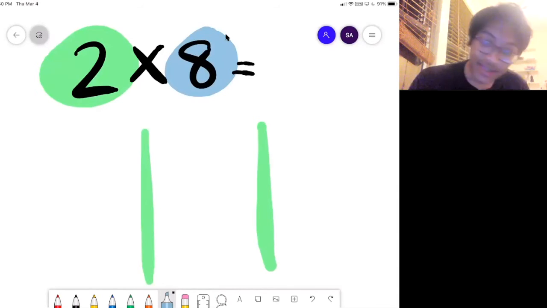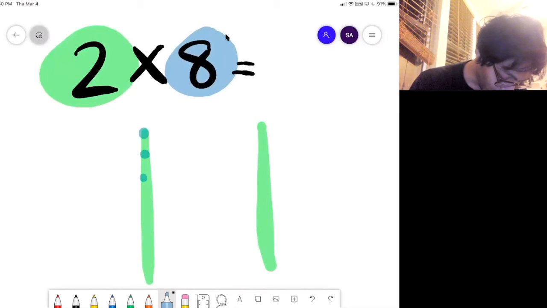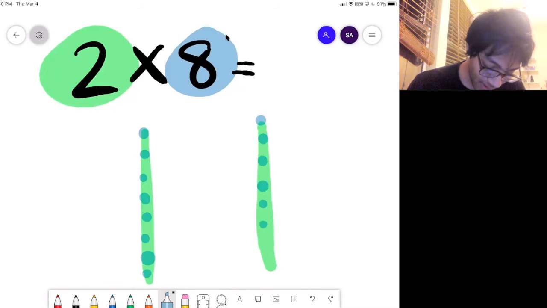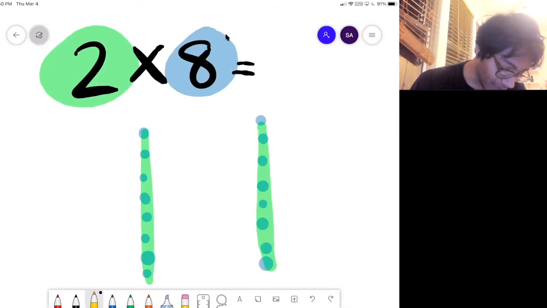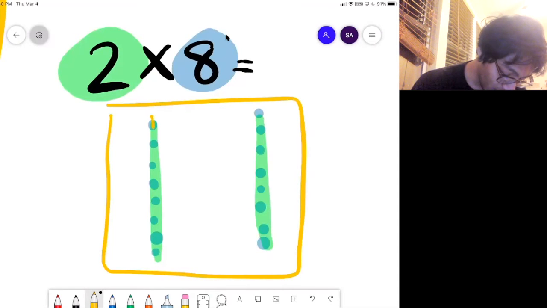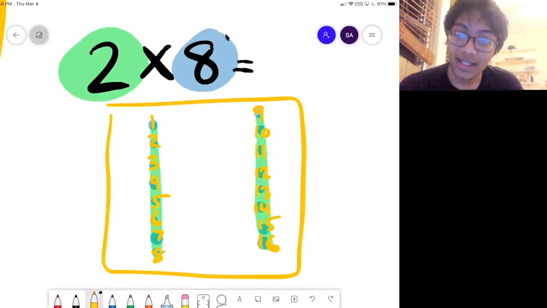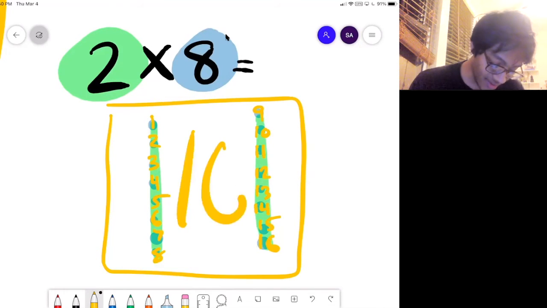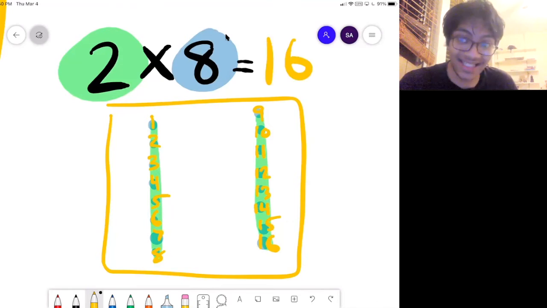So let's put 8 dots in each of the columns. So 1, 2, 3, 4, 5, 6, 7, 8. 1, 2, 3, 4, 5, 6, 7, 8. Now count up how many dots in the whole shebang. We have 1, 2, 3, 4, 5, 6, 7, 8, 9, 10, 11, 12, 13, 14, 15, 16. So there's how many dots in here? There's 16 dots. So 2 times 8 is just 16.